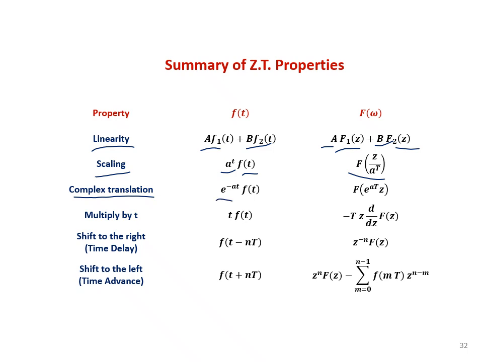Complex translation: if we multiply by exponential e power negative a t times f of t, then we get f of e power a t times z. Multiplying by t in the time domain, t f of t, we have the derivative d by dz of f of z multiplied by negative t z. Shifting to the right, f of t minus n t equals z power negative n f of z. Shifting to the left, f of t plus n t, we get z power n f of z minus the summation from m equals 0 to n minus 1 of f of m t z power n minus m.